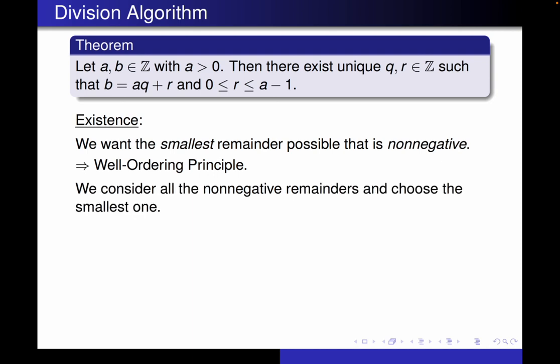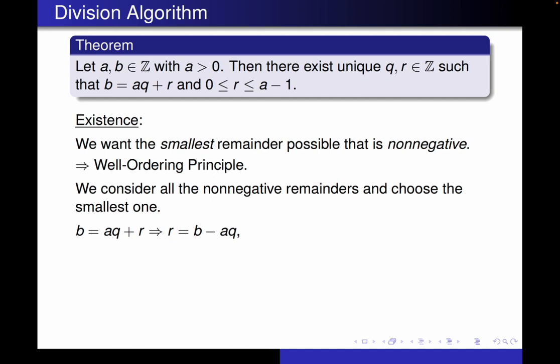So what we're going to do is look at all the remainders that are non-negative, and then out of all those remainders, we're going to choose the smallest one using the well-ordering principle. Remember, this is the equation that tells us the relationship between a quotient q and a remainder r: b equals aq plus r. So what does a remainder look like? One way of understanding that is to take that equation and solve for r. Remainders are things like that r that are of the form b minus aq.